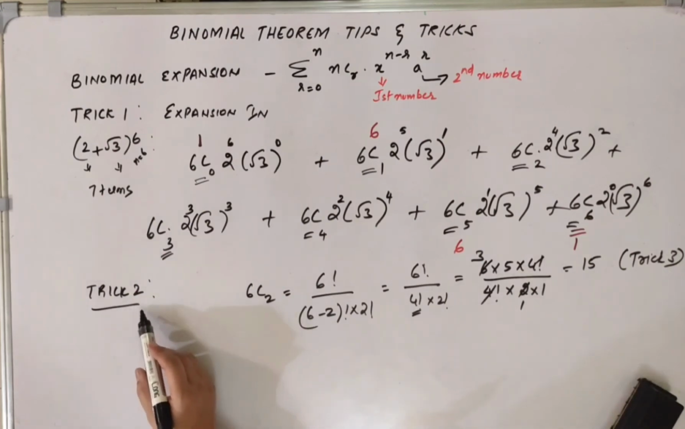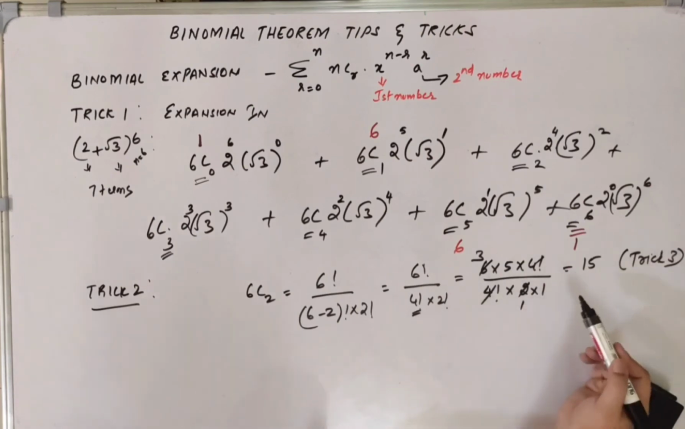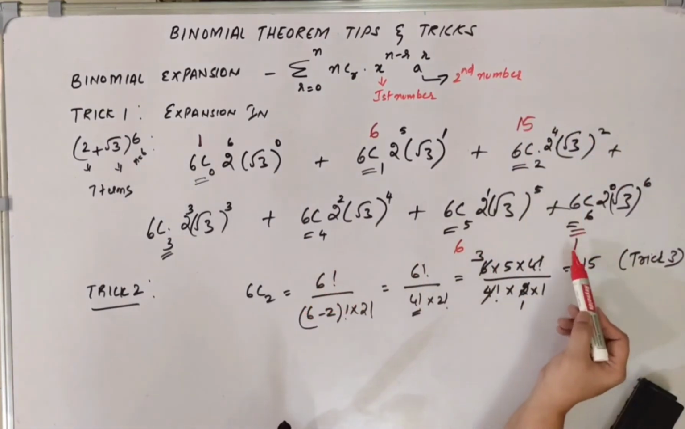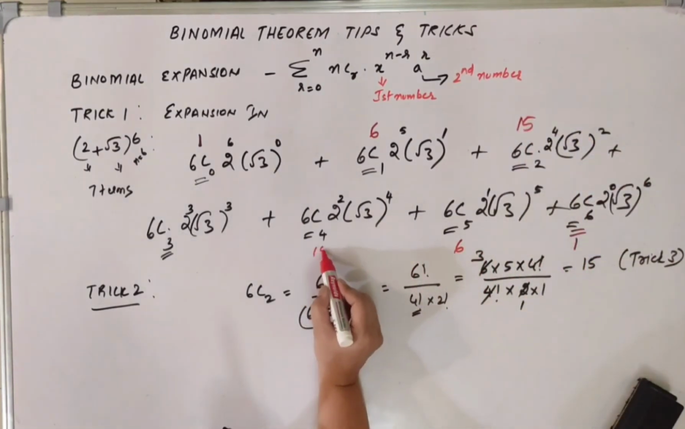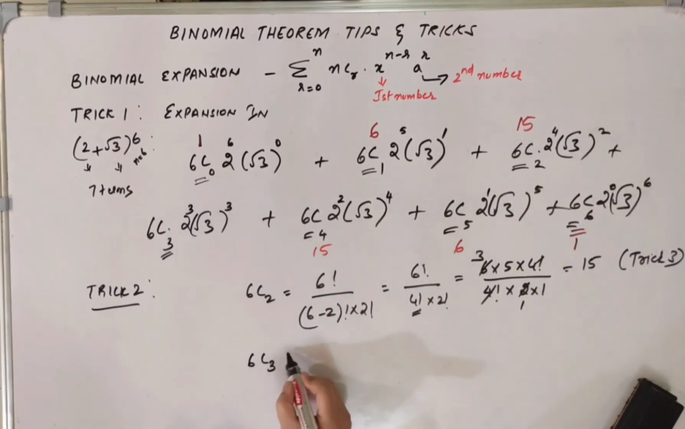Now let's come to the main trick. Trick 2 as to how to find the combination values. So we know 6C2 is 15. So what we are going to do, we are going to write 15 here. Now let's come in the reverse direction. We have 1, we have 6. Now we will put 15 here. Now we'll have to calculate the next term, which is 6C3.